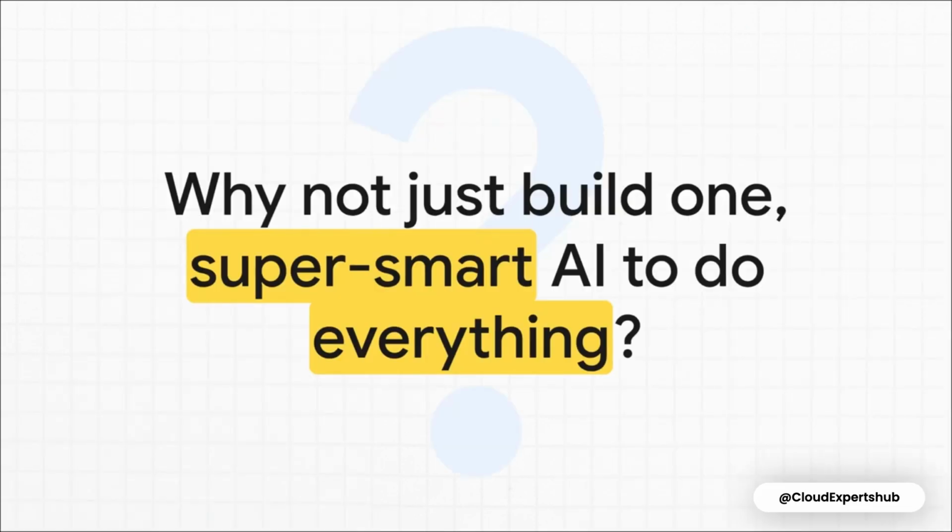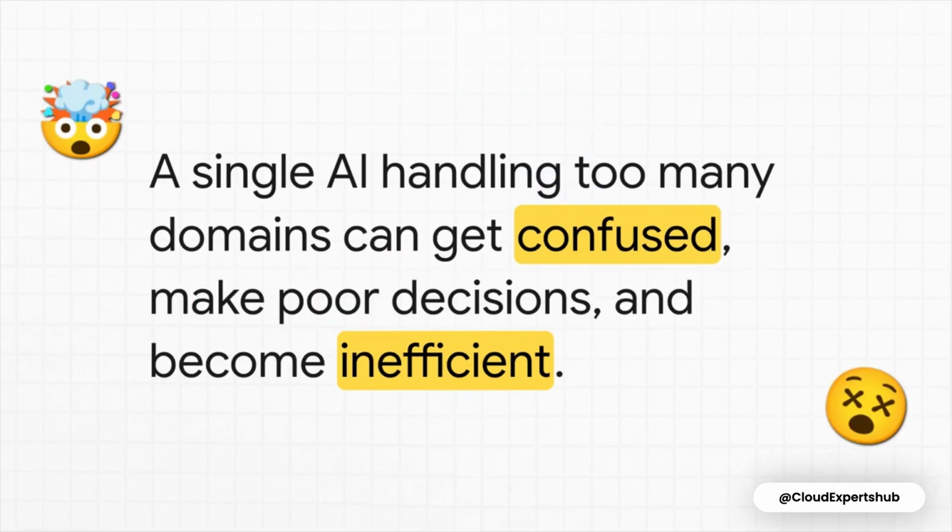Okay, so let's just get right to it, the question you're probably already asking. I mean, these AI models are getting crazy smart, right? So why not just build one giant super genius AI to do, well, everything? Just throw any task at it and it figures it out. Why not? Well, here's the thing. It turns out that even an AI can get overwhelmed.